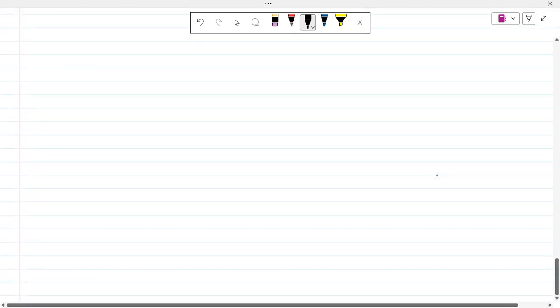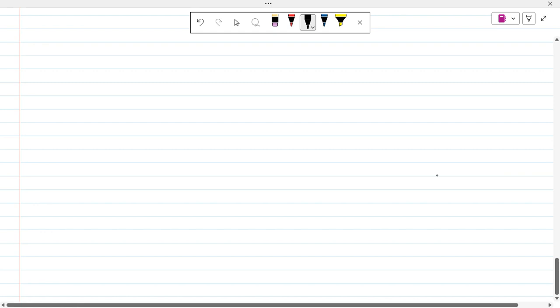Now we will talk about thermal stress. This is the main topic of the session. There are different cases of thermal stress. We will look into four cases. First case is free expansion.